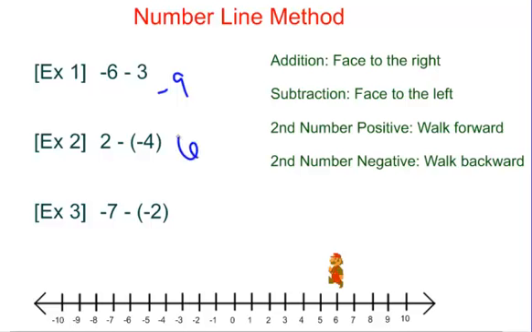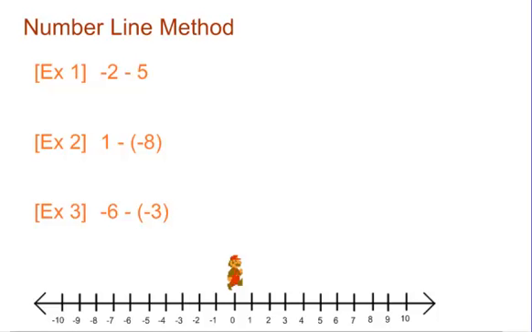Now, let's try number 3. Start on negative 7, and it's subtraction, so we face left. And since it's a negative number here, we're going to walk backward 2 steps. 1, 2. And we're going to end at negative 5. Okay, now I want you to try these on your own.